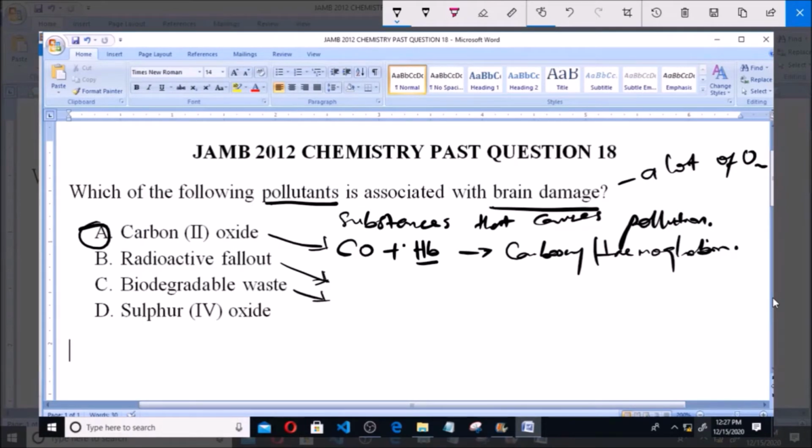Now, sulfur oxide, on the other hand, is also an air pollutant. Sulfur oxide does not cause brain damage, but it is an irritant of the eye. It irritates the eye and can also cause acid rain. So the answer to this question is option A, carbon monoxide, that leads to brain damage due to suffocation and shock.